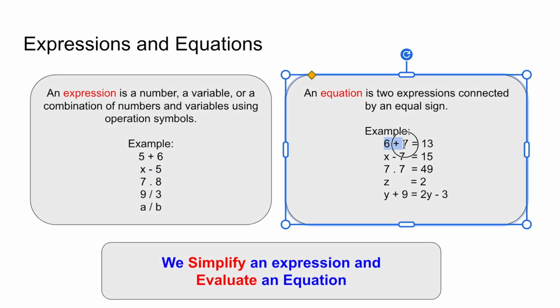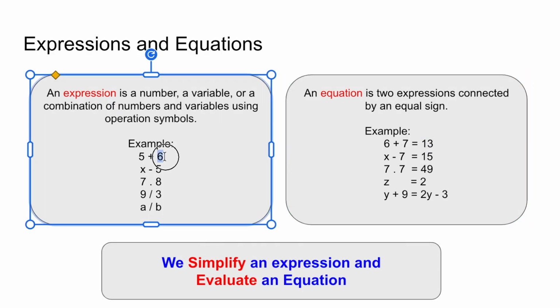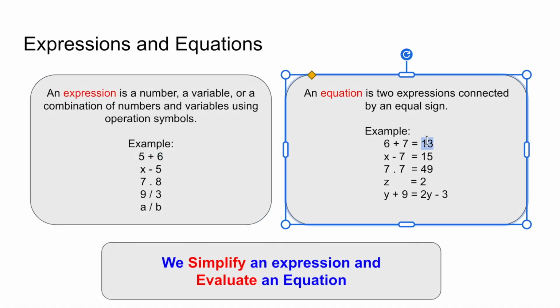See, for example, this is an expression. If this is an expression, this is an expression. And this is itself an expression. 13 is an expression because we said this is a term. This is a term, but still it is an expression only. The difference between an expression and an equation is that in an equation, two expressions are separated with an equal to symbol.